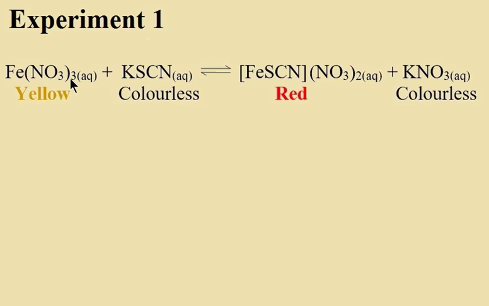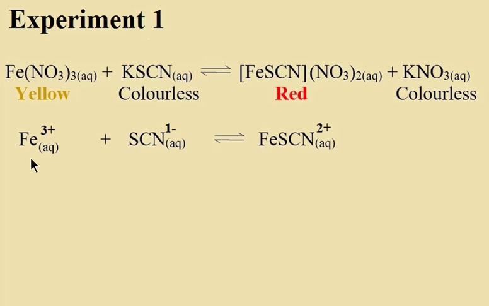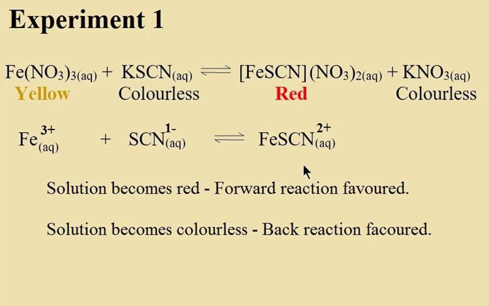Now there's a couple of spectator ions in this. Basically the nitrates are all spectators along with the potassium. So we can look at this equation with just the net reagents, the iron ion and the iron thiocyanate complex. Remember the iron ion is yellow and the iron thiocyanate complex is red. So if the solution becomes more red, it's because we produce more of this complex.